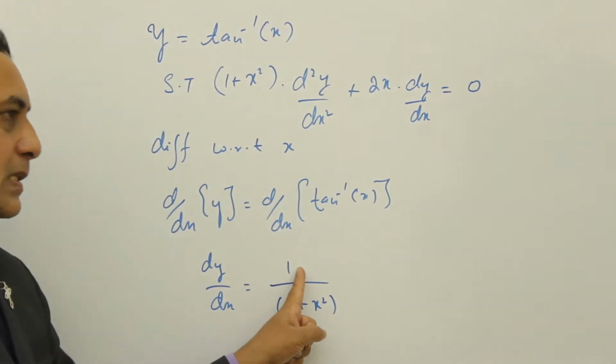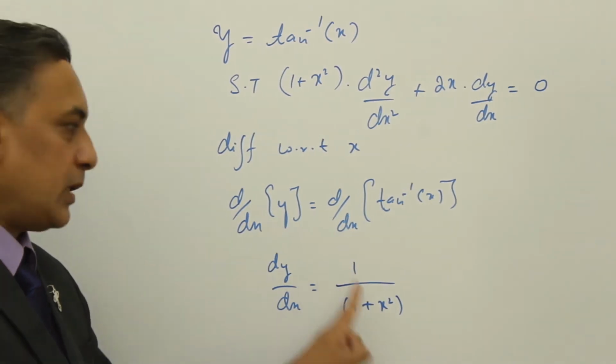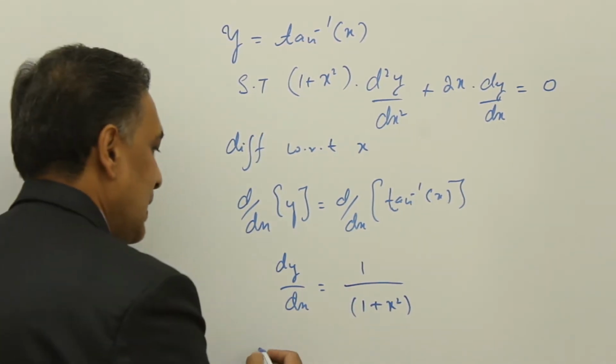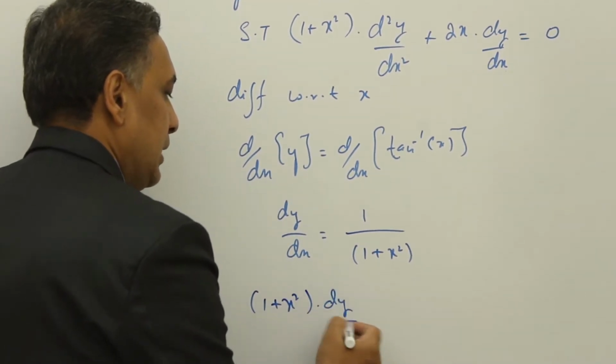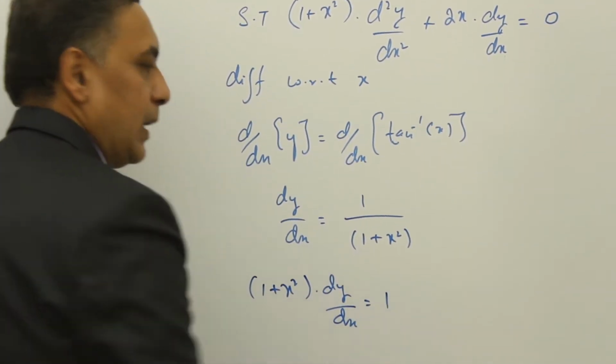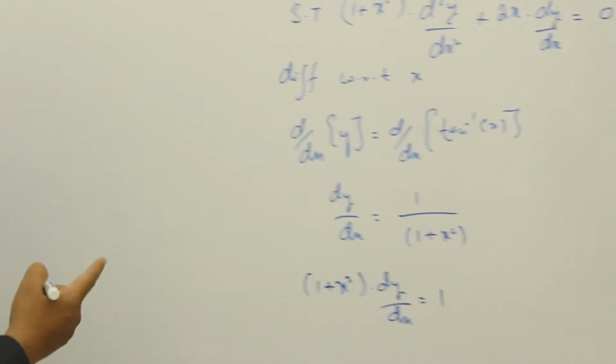Therefore, if I leave this towards my right hand side, 1, differentiation of 1 is 0. Therefore, you have to cross multiply this. So I'll have 1 plus x square into dy by dx equal to 1. Now differentiate again, that is the successive differentiation.